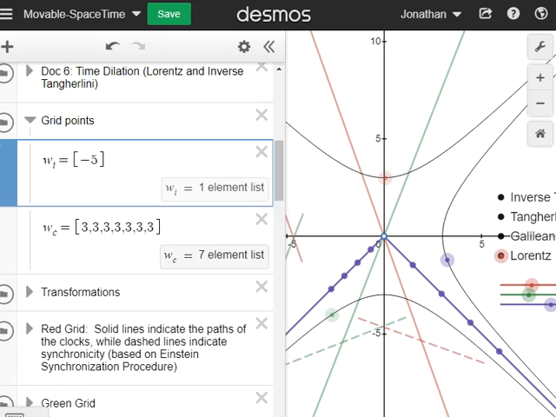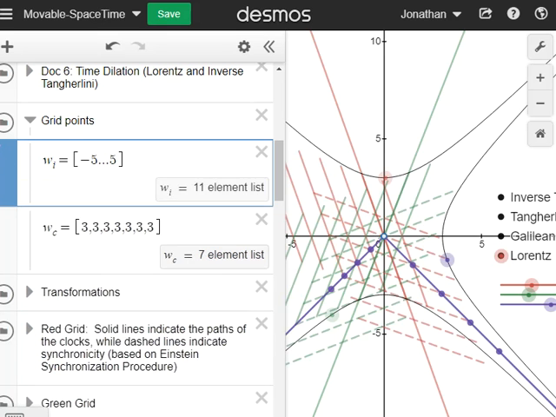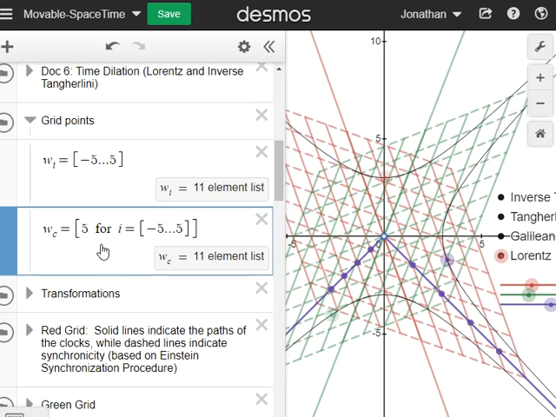-5 to 5, and go. I'm not sure that that's going to work or not. Yeah, actually it did work. I made it 5 for i equals -5 to 5. And with that, you can kind of see where things cross.